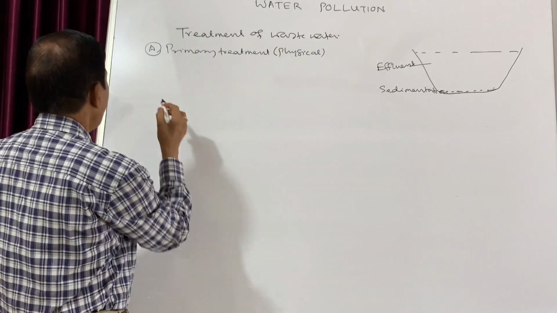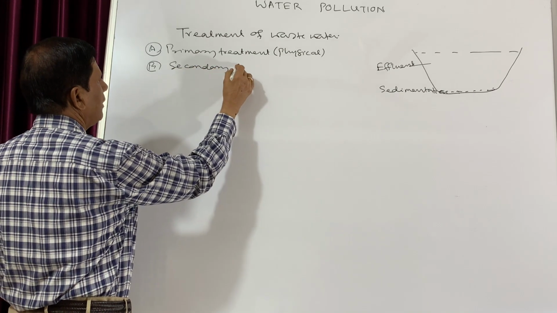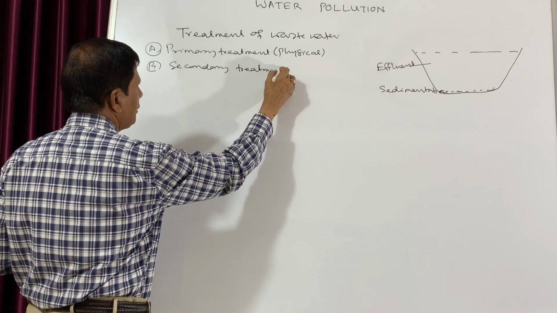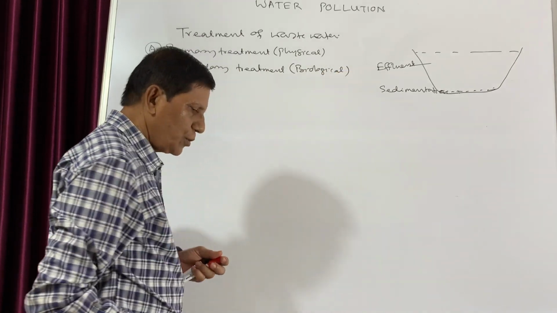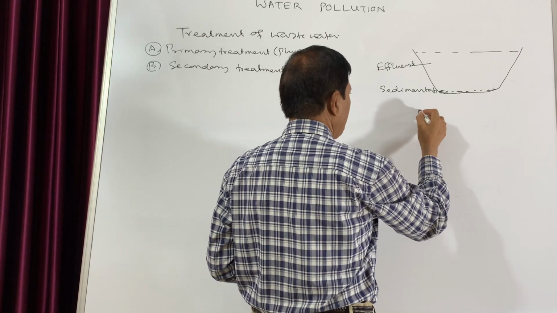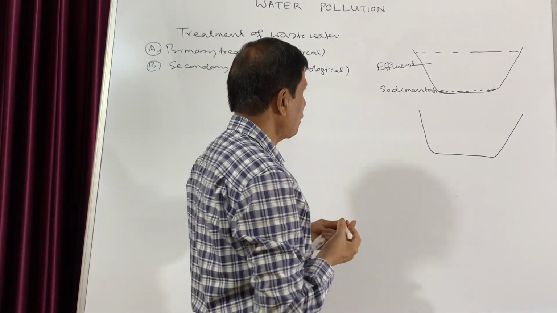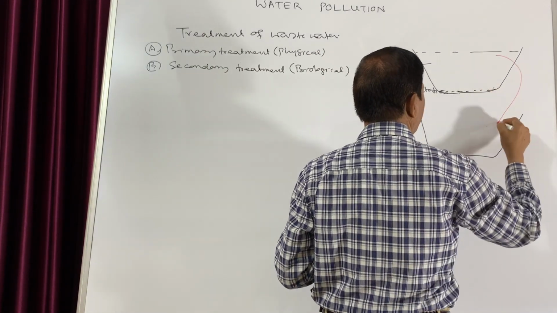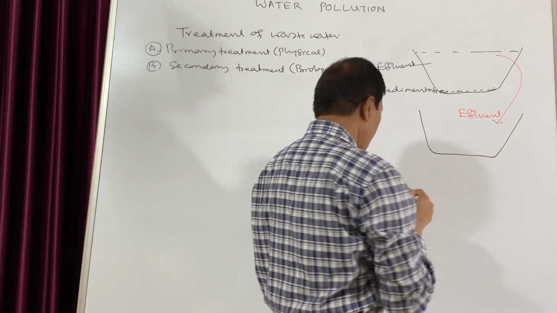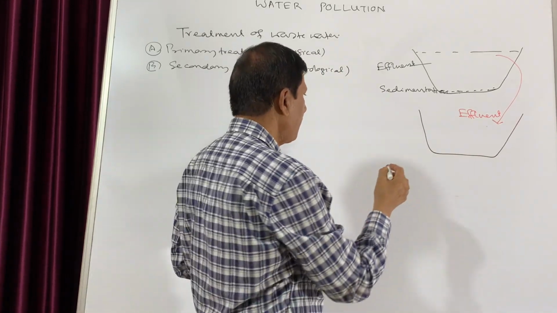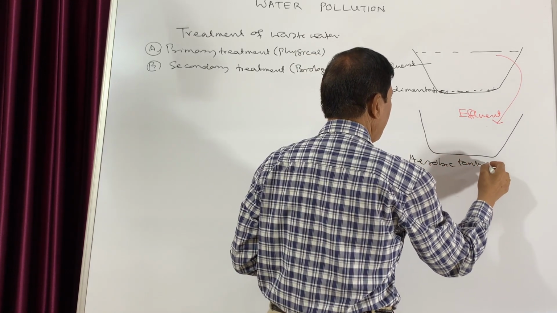Now come to the second step. The second step is known as secondary treatment, which is biological. So in this what happens? Now let us take another water tank, and the effluent from the first one is transferred to this. Now the effluent from this is transferred to the second one, and the second one is known as aerobic tank digester.